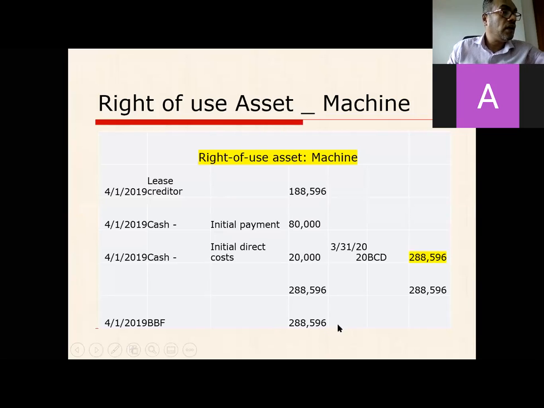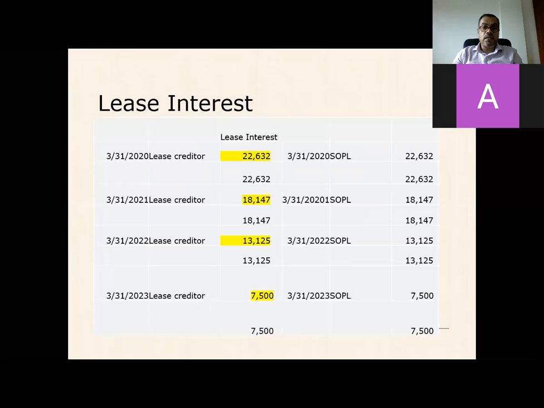But at the end of the year, you have to do the depreciation. Then the lease interest, the same thing that is deducted from the lease liability account, is accounted as an expense here. So does everyone understand? Here the last year's interest component is less. One thing you can notice in the case of fixed rental payments is that the interest charge gradually declines. You see 22,000, 18,000, 13,000, and 7,500.